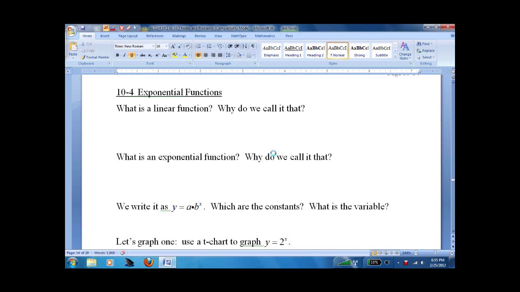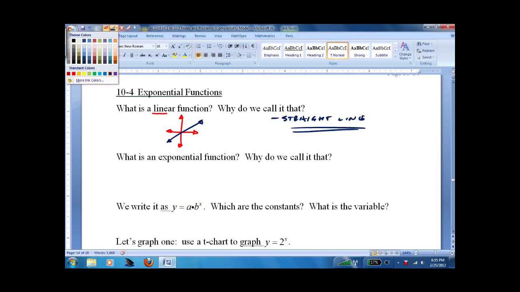Lesson 10.4, exponential functions. Before we go into exponential functions, let's go backwards. What's a linear function? Notice the first four letters of the word linear is line. So a linear function is a straight line, and that's why we call it linear. Not that many things in the world are actually very linear. They usually turn and change direction and stuff like that.